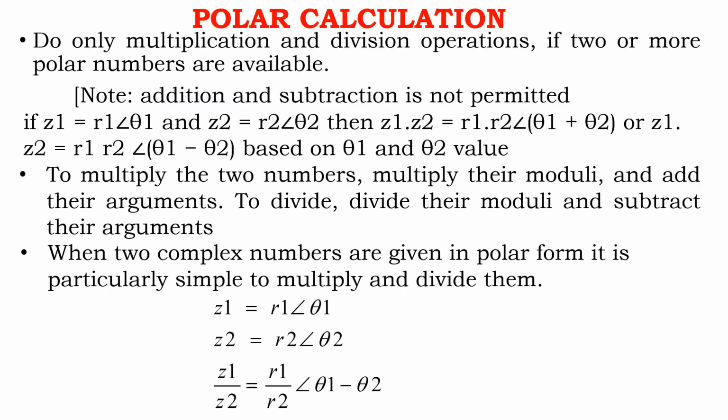In polar format you can do division and multiplication. Some examples are given here. Z1 and Z2 are the two values. If I want to divide, R1 and R2 are divided and the angular parts are subtracted. Similarly, in multiplication of Z1 and Z2, R1 and R2 are multiplied and the angular parts are added. So in multiplication the angles are added, in division the angles are subtracted, and the magnitudes are simply multiplied or divided. So it is recommended to do addition and subtraction in rectangular format and multiplication and division in polar format.